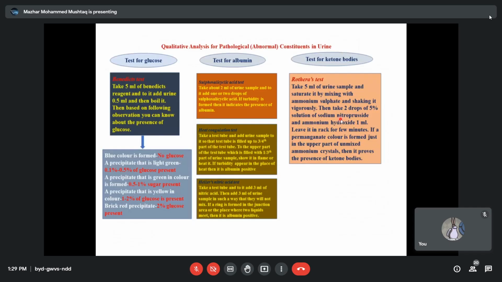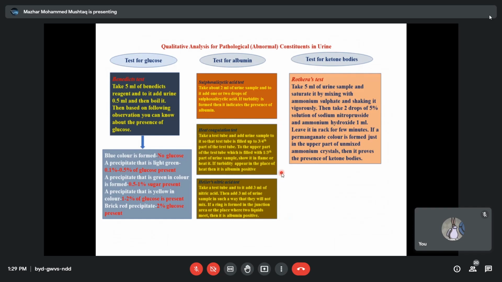Initially, for example, before or in the 19th century, we used to perform the test. For example, test for glucose, test for albumin, test for ketone body. So every one of them has a specific test, and to do these 1, 2, 3 tests, you have to have at least 1 hour.